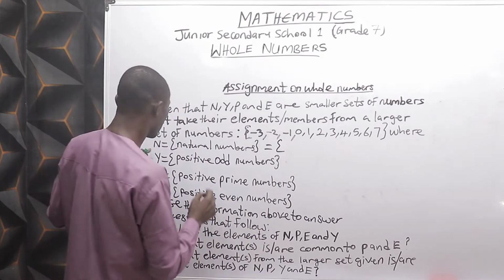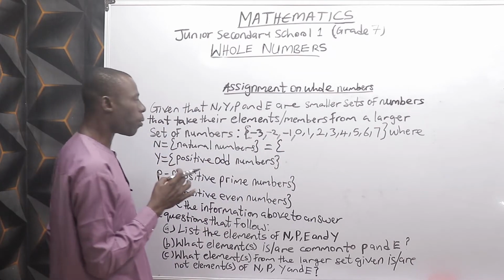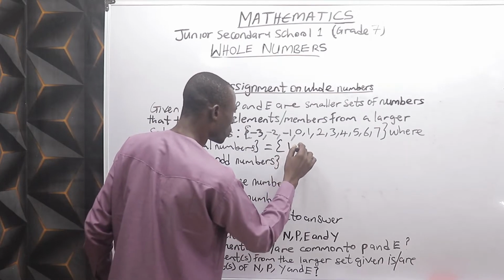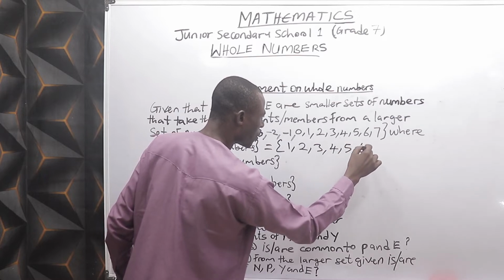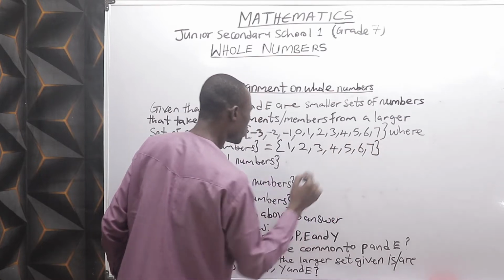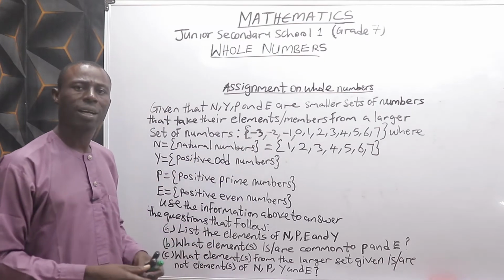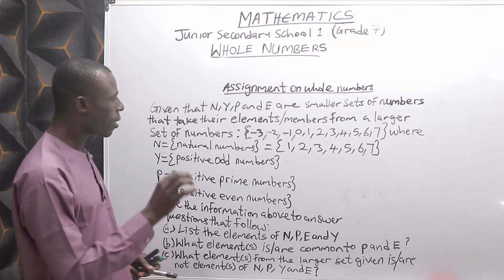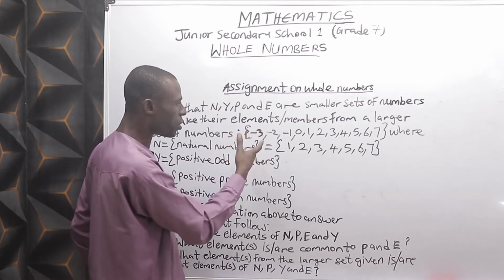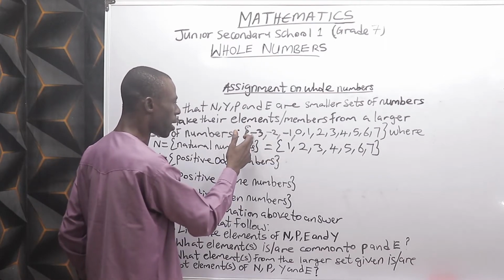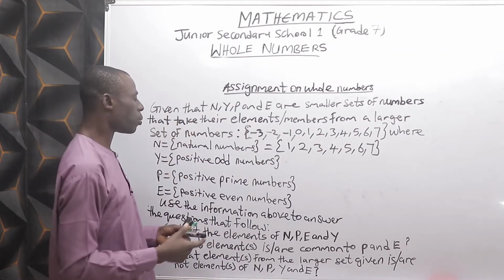For N, the natural numbers obtainable from the larger set given unto us above here, they are 1, 2, 3, 4, 5, 6, 7. Those are the natural numbers obtainable from here, since natural numbers are positive whole numbers from 1 to infinity. But here we have the boundary. The boundary here is 7. That is the last element obtainable here.